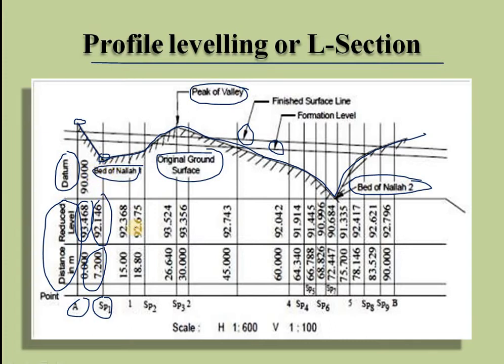Okay. So we can see the same like that SP1, SP2 up to here SP9 points can be calculated. Here scale is horizontal 1:600 and vertical is 1:100. This is required in profile leveling or L section, where the ground levels for roads, railway tracks or canals are taken, to know where soil filling is required or where cutting is required. If the portion is high, we have to cut the ground level. Where the low ground portion is there, we have to fill the soil.